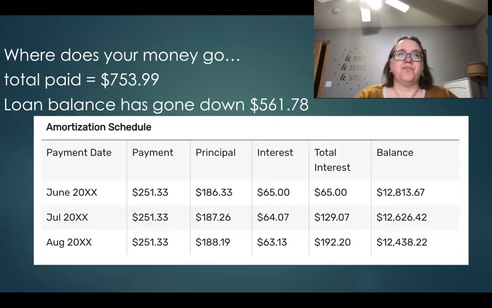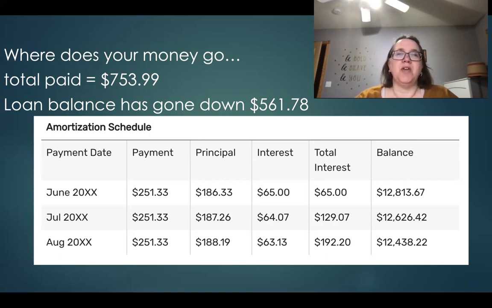Okay, so a lot of people think that when they make a loan payment, that money goes directly towards paying off the loan, or towards what we call the principal. And that's not true. Every loan payment is broken into two parts, the part that goes towards the principal and the part that goes towards the interest. Okay, so here's just an example of 3 payments. And what you see here is called an amortization schedule, which basically shows how your payment is broken apart.